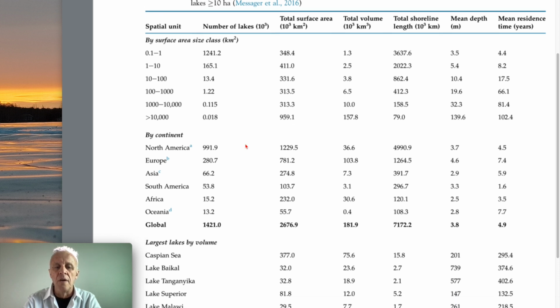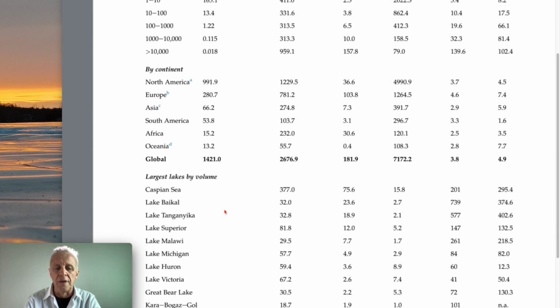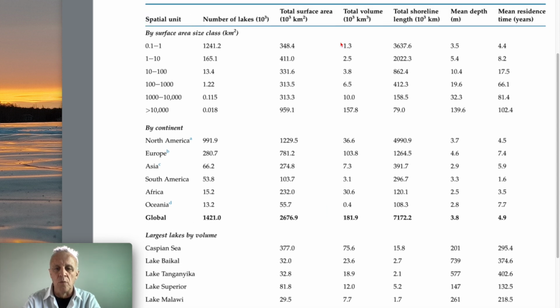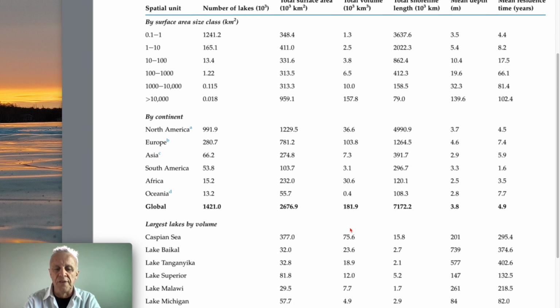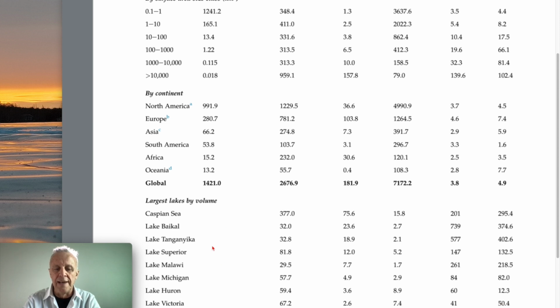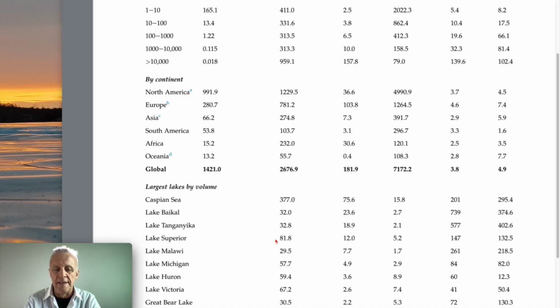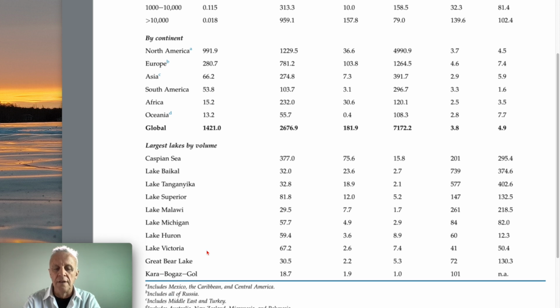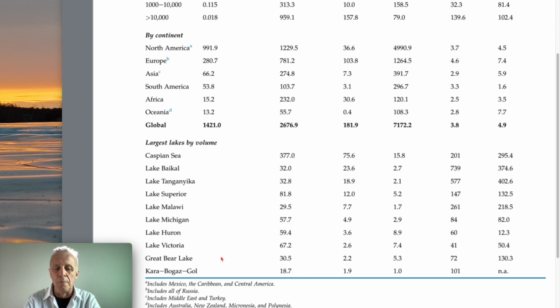In terms of continent distribution, the lion's share of the number of lakes by surface area is North America, then Europe, Asia, South America, Africa, and Oceania. And then by volume, the Caspian Sea takes the lion's share. Once again here it's by 10 to the 3: the Caspian Sea has a total volume of 75.6 by 10 to the 3 cubic kilometers of water. Lake Baikal, 23.6, Lake Tanganyika, 18.9, Lake Superior, Lake Malawi, Lake Michigan, Lake Huron, Lake Victoria in Africa, Great Bear Lake in Canada, and the Kara-Bogaz Gol Lake.